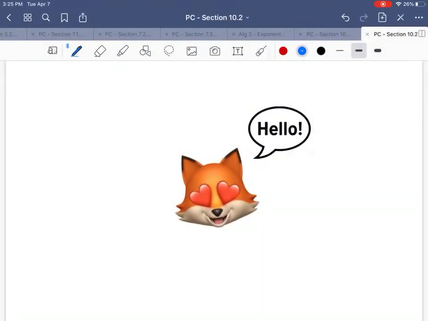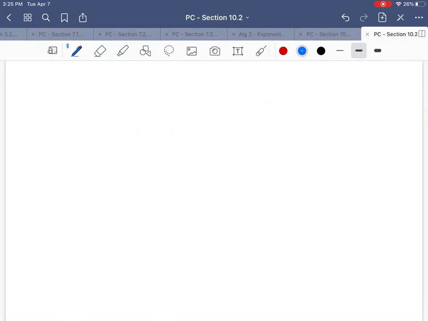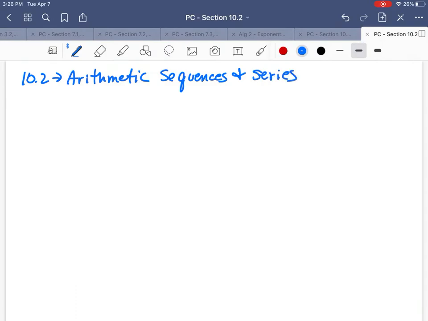All right, hello there. And here we go with section 10.2. Section 10.2 is all about arithmetic sequences and series.